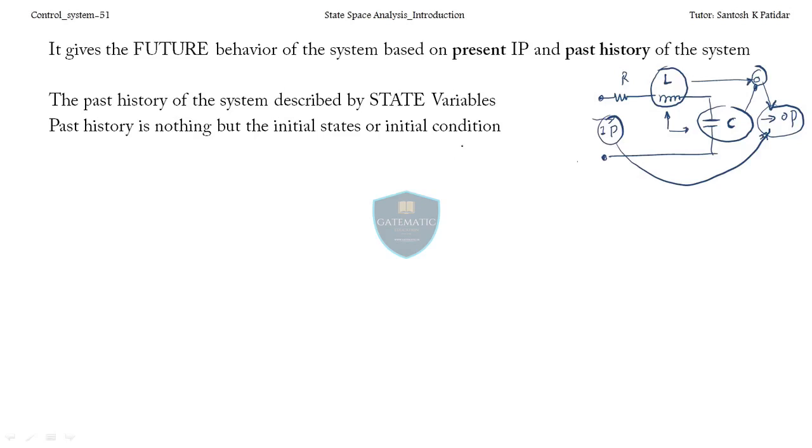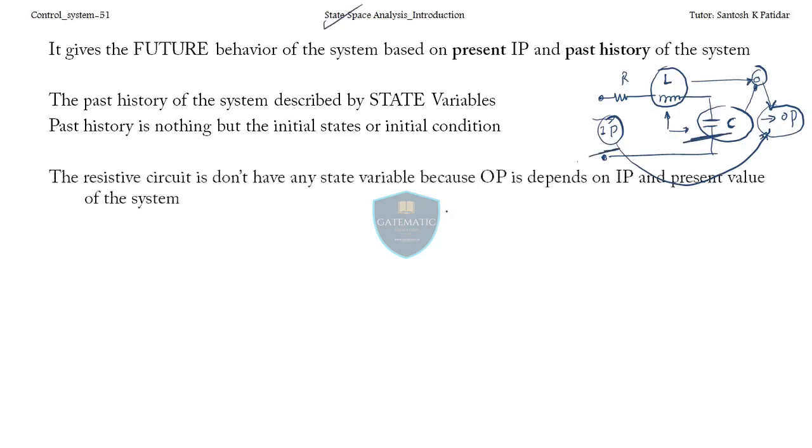Isn't it? So the state space analysis is nothing but to analyze the system based on the present input and the past history. Got it? Now, the resistor circuit doesn't have any state variable. State variables are nothing but the elements which describe the past history. How many state variables can we have in this circuit, whatever I have chosen over here? One is capacitor, second is inductor, because they can store the data. So the state variables for this circuit will be two. Later I'll illustrate, don't worry.